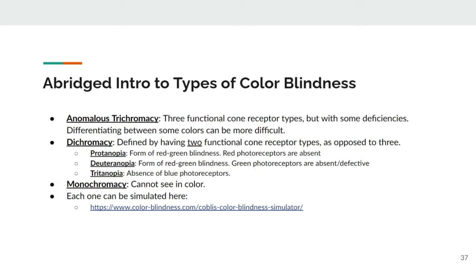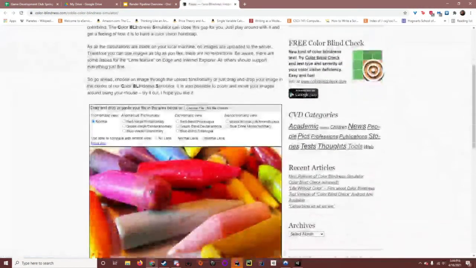Deuteranopia. I mostly read this stuff, so forgive me if I get the pronunciations wrong, where it's the same thing, similar with green photoreceptors. And then tritanopia, which is blue photoreceptors. So there's a simulation website here that you can use.